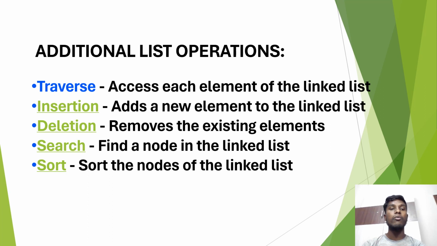In that, we know about traverse, insertion, deletion, search, and sort. Traverse means accessing each element of a linked list. Adding a new element to a linked list means insertion. Deletion means removing an existing element in that linked list. Search means finding a node in that linked list. Sort means sorting the nodes of the linked list. This is all about the additional list operations. Now we can explain in detail, one by one, traverse, insertion, deletion, search and sort.